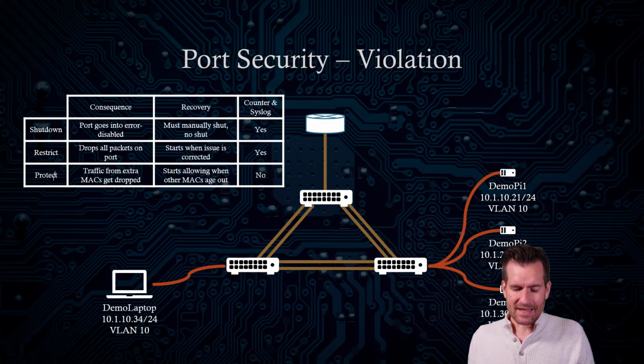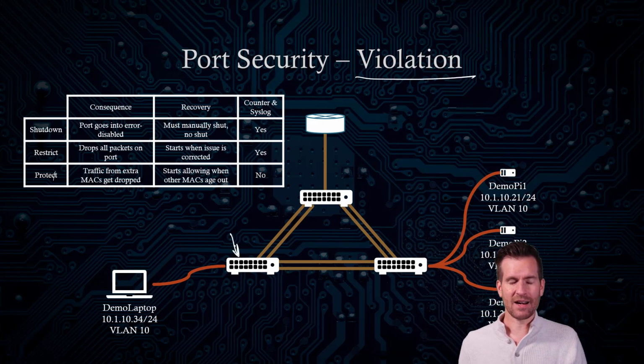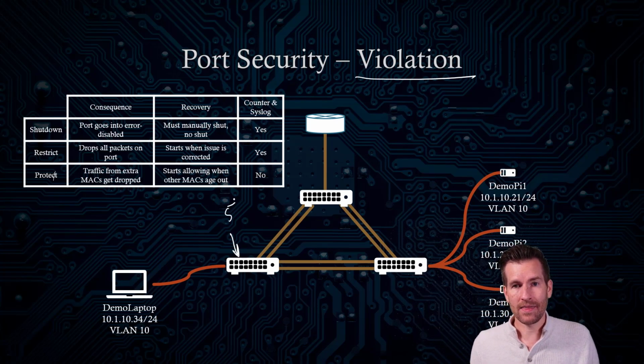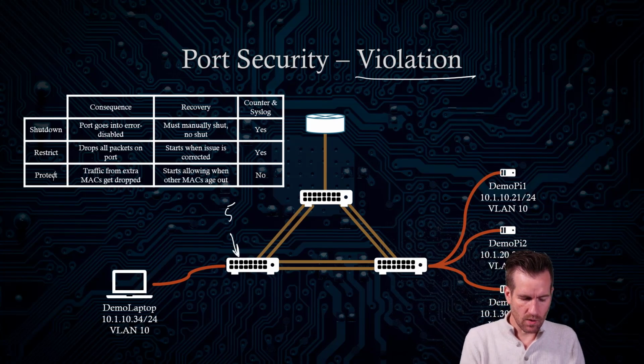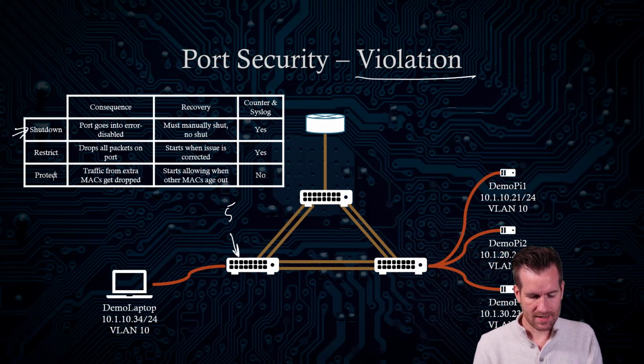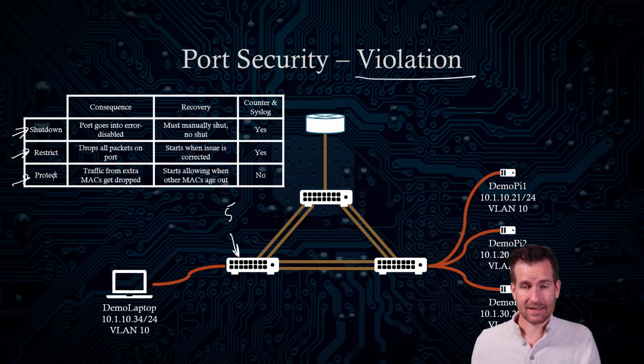Then on these ports, we can set what happens when things are violated. So if we've set up on a specific port, it can have 5 MAC addresses on that port. Then what happens to it if it goes above 5 MAC addresses? And so one thing we could do is we could shut down the port, or we could restrict the port, or we could protect the port.